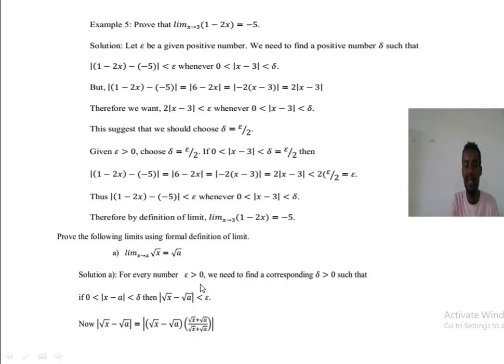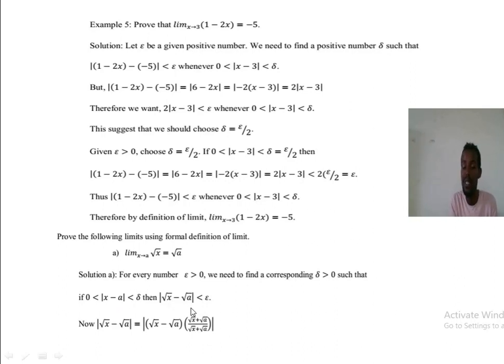A. For every epsilon greater than 0, we need to find a corresponding delta greater than 0, such that if 0 is less than the absolute value of x minus a, which is less than delta, then the absolute value of the square root of x minus the square root of a is less than epsilon. Here, on the left-hand side, we have the term absolute value of x minus a, but here we have the square root of x minus the square root of a.